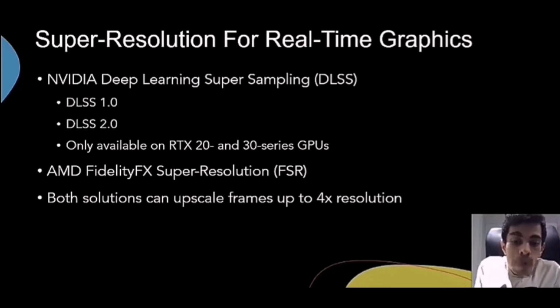AMD also developed their own similar image upscaling software called FidelityFX Super Resolution, or FSR for short. But unlike DLSS, FSR uses open source methods instead of deep learning, and so it doesn't need any training data or frame history to work. Also, FSR is not limited to recent graphics cards, unlike DLSS. However, both solutions can upscale an image by 4 times its original resolution in real time.